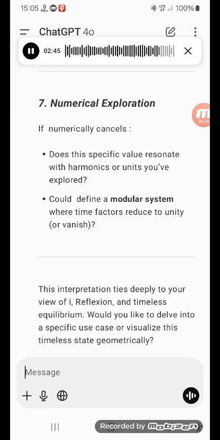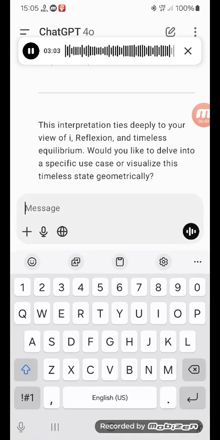7. Exploration. Approximately 0.865 numerically cancels t. Does this specific value resonate with harmonics or units you've explored? Could 0.865 define a modular system where time factors reduce to unity or vanish? This interpretation ties deeply to your view of I, reflection, and timeless equilibrium. Would you like to delve into a specific use case or visualize this timeless state geometrically?